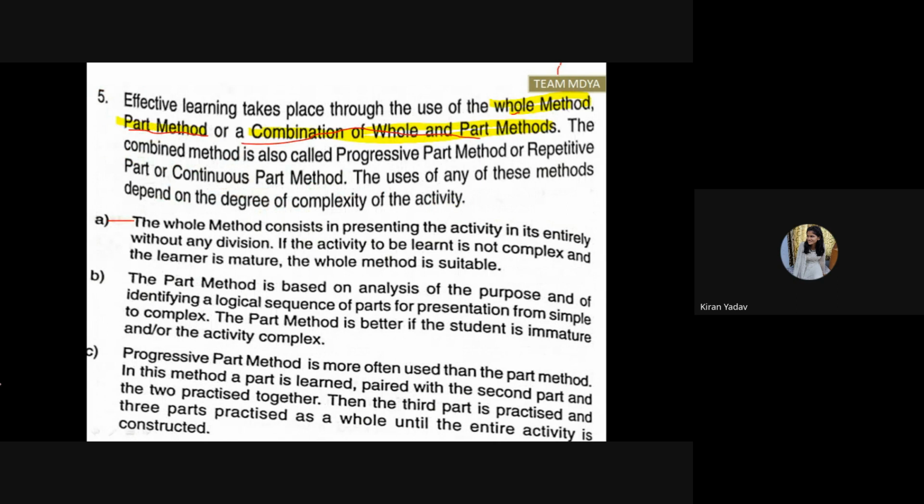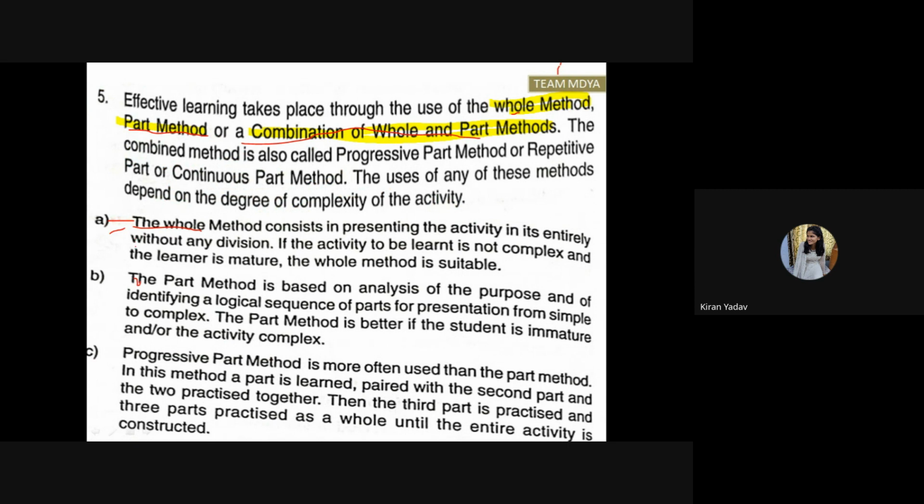For example, you are a yoga teacher and you have to teach Surya Namaskar. Then you teach Surya Namaskar in parts: you teach one asana, then another asana, then another. In this way you divide it into parts and teach that. Sorry, I was telling about the part method. First, let's talk about the whole method.